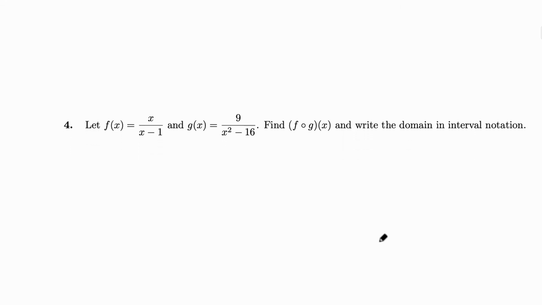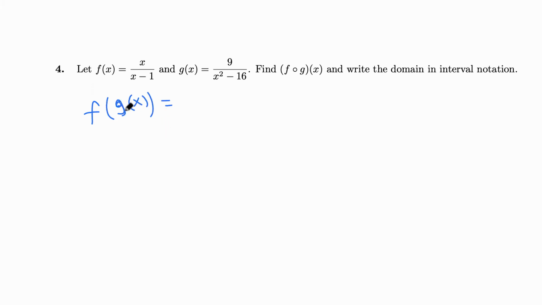In part 4, same thing, we have f and g. We need to find f circle g of x, meaning f of g(x). So pretty much plug g into f. f of g(x) is given: 9 over x squared minus 16. And they also ask us to find the domain. So let's look at the restriction here. This input, the bottom, cannot be 0.